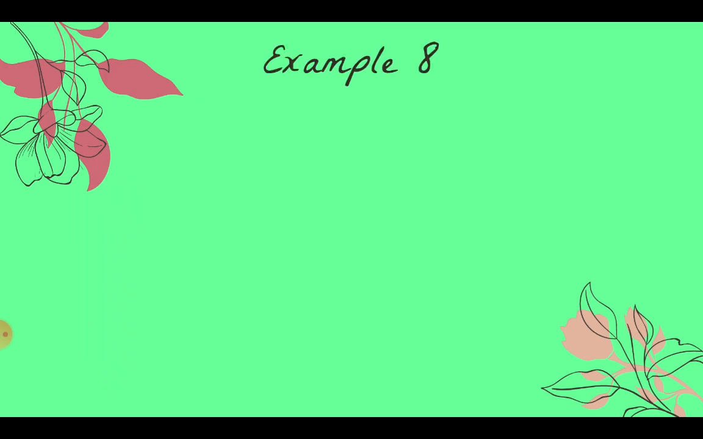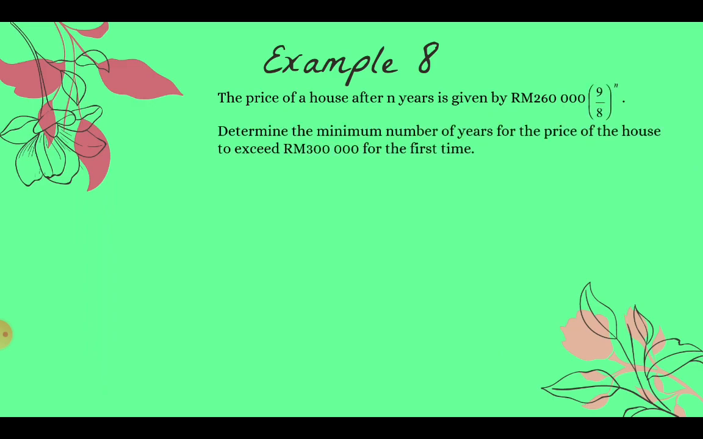Okay, example 8. The price of a house after n years is given by 260,000 ringgit Malaysia times 9/8 to the power of n. Determine the minimum number of years for the price of the house to exceed 300,000 for the first time. Okay, so we know that this formula is about the price of the house after n years. So the question asks, in what year the price of the house will exceed 300,000?